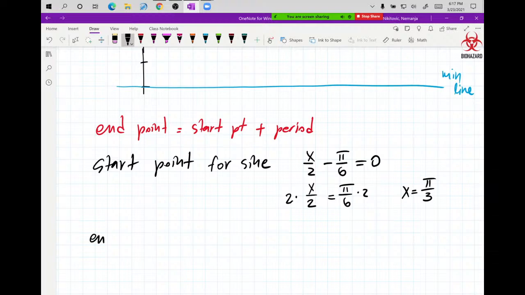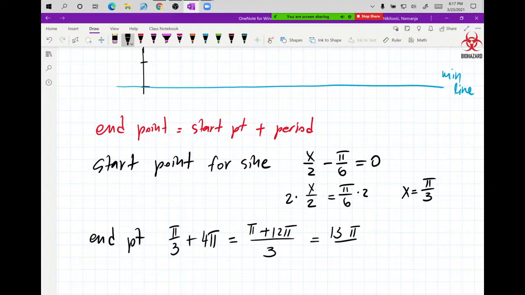And the end point is going to be pi over 3 plus 4 pi. That's your period, 4 pi. So 4 times 3 is 12. So this is pi plus 12 pi over common denominator of 3, which is 13 pi over 3 for the end point.